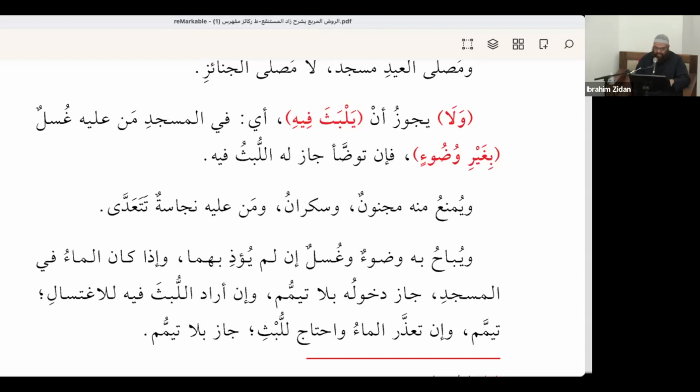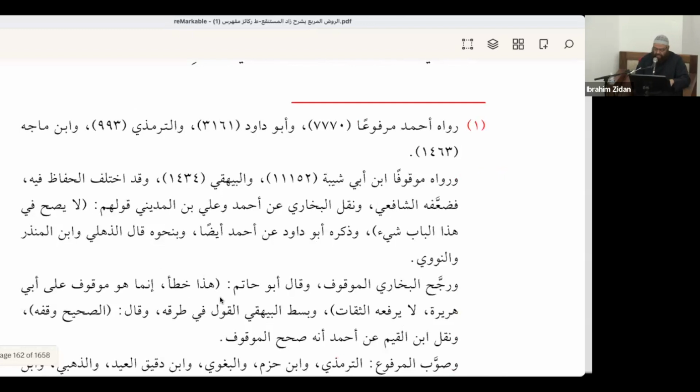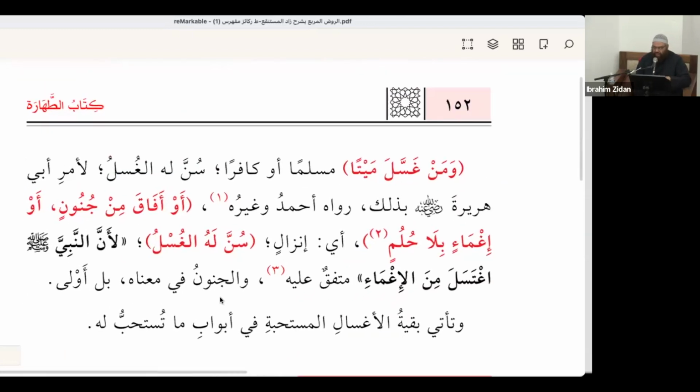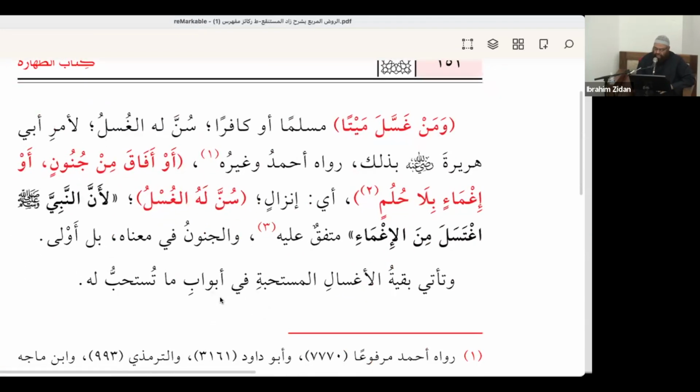Clear? The last part here, inshallah, he says, وَمَنْ غَسَّلَ مَيِّتًا, whoever washes a dead. So now the ruling of those who wash the dead. مسلما كان أو كافرا, whether this dead is Muslim or a kafir. سُنَّ له الغسل. Sunnah, that means it's recommended for him, not obligatory for him to make ghusl. لأمر أبي هريرة رضي الله عنه بذلك رواه أحمد وغيره.